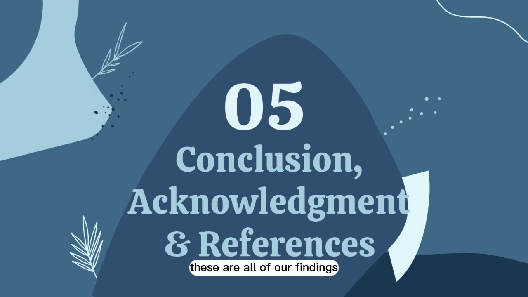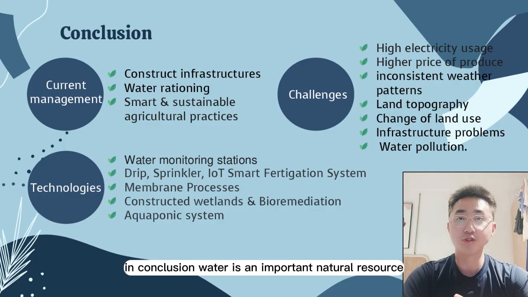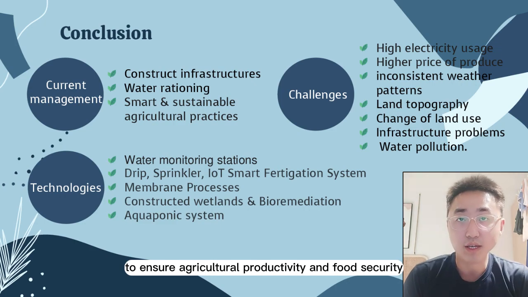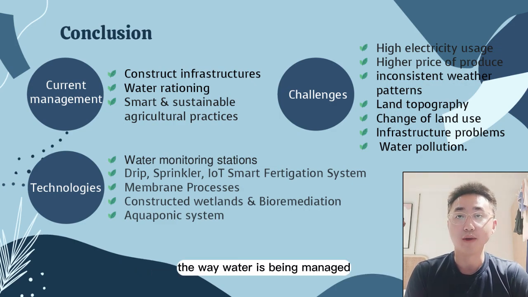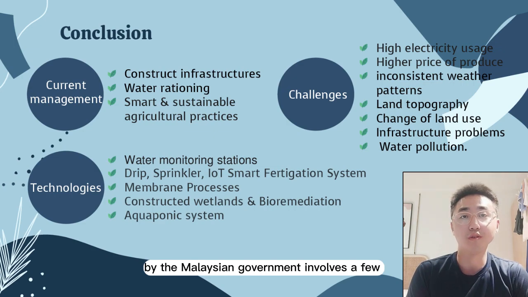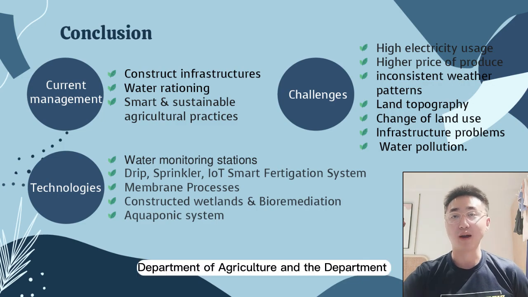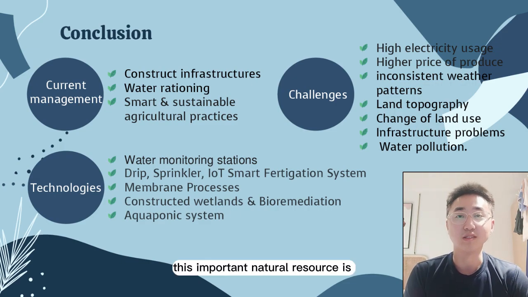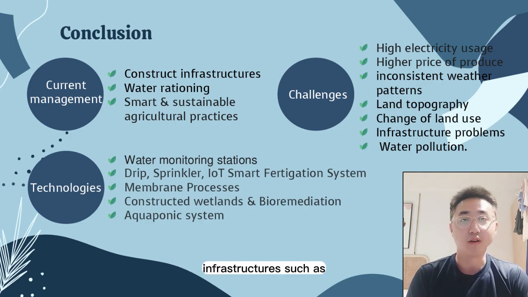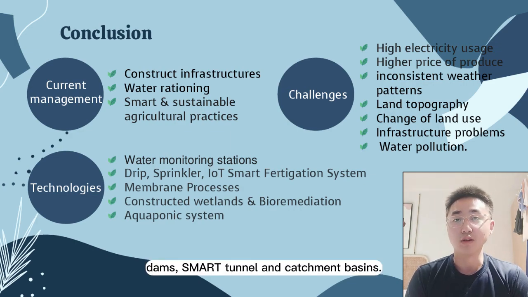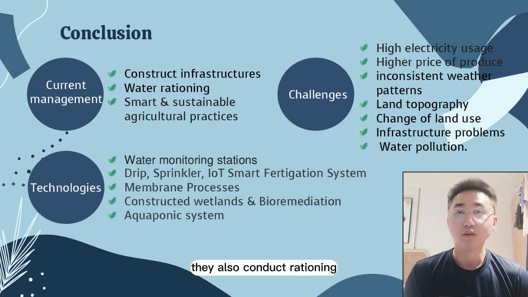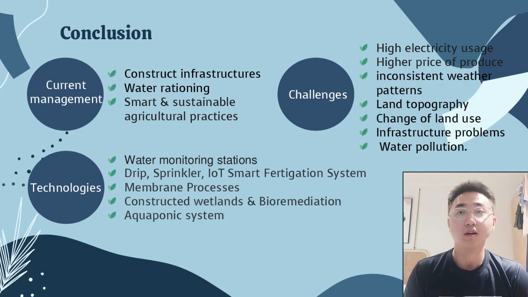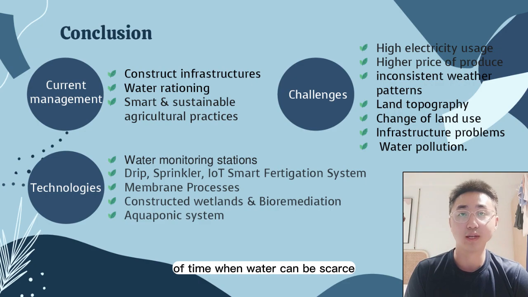Finally, to conclude, these are all of our findings in regards to our 3 objectives. In conclusion, water is an important natural resource to be managed properly to ensure agricultural productivity and food security. The way water is managed by the Malaysian government involves a few agencies, including the Department of Agriculture and the Department of Irrigation and Drainage. They manage this important natural resource by constructing infrastructure such as dams, smart tunnels, and catchment areas. They also conduct water retention and smart water use to ensure availability in times when water becomes scarce.